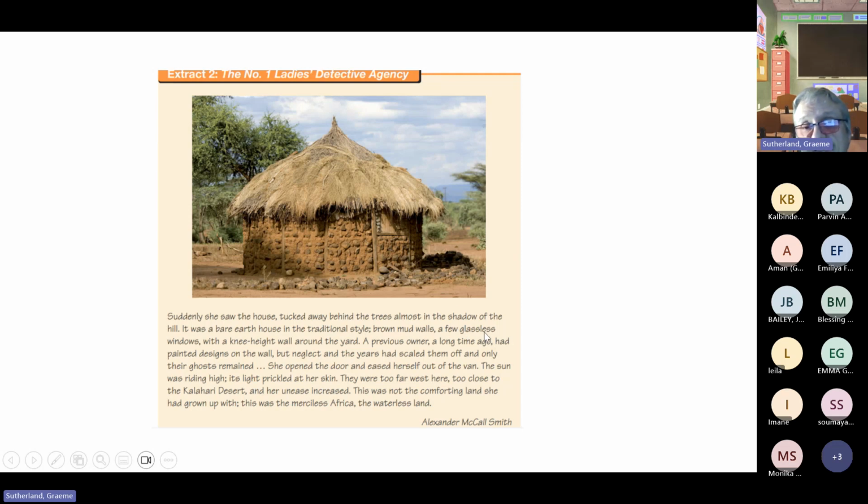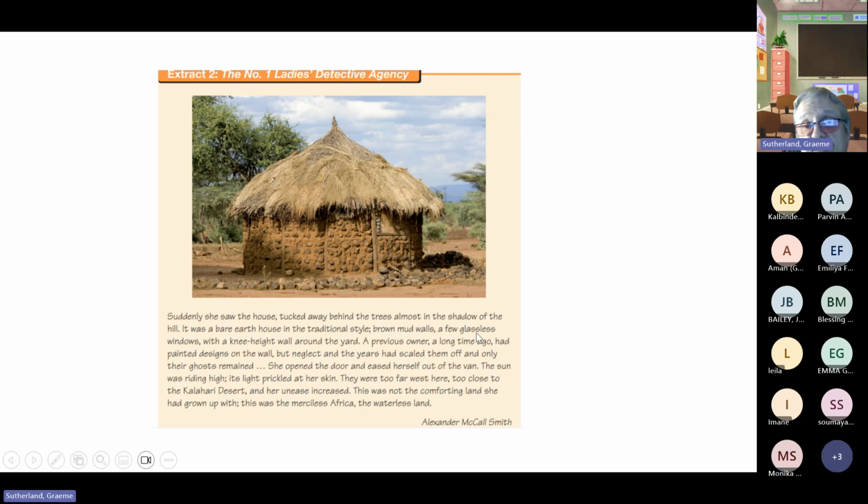Just draw your attention to the words glassless windows. What do you make of that? A few glassless windows. No air, dark. Again, scary. Yeah.